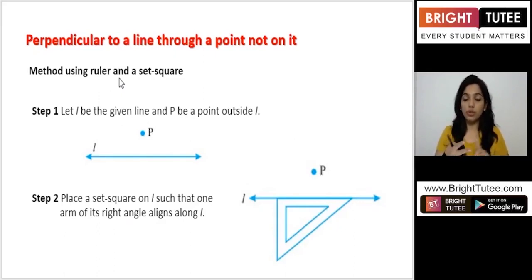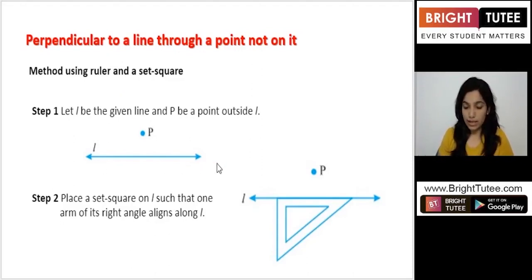When we were learning about the point on the line, we learned two methods. One using the ruler and the set square, then the ruler and the compasses. Similarly, we are going to do here. We are going to first learn the method using the ruler and the set square. So the first step is, let L be the given line and P be any point outside L.